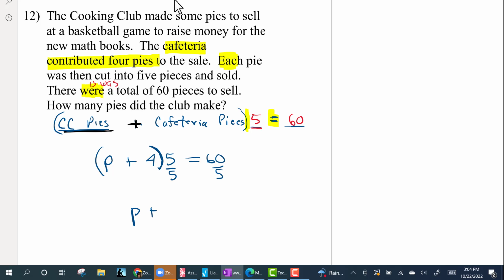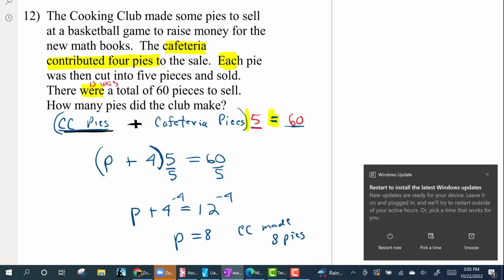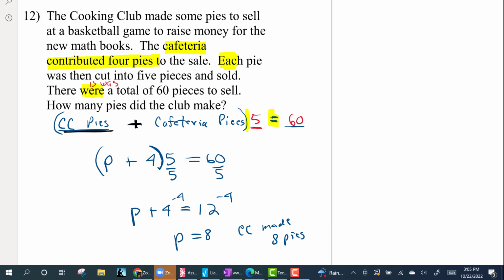And then you have P plus 4 is equal to 12, I believe, and then subtract 4 on both sides. The cooking club made 8 pies. All right, that's it for this one. This is how you set up word problems, converting the English language into math.